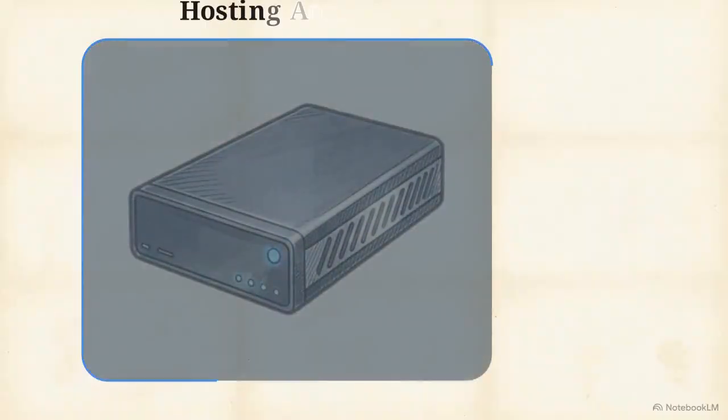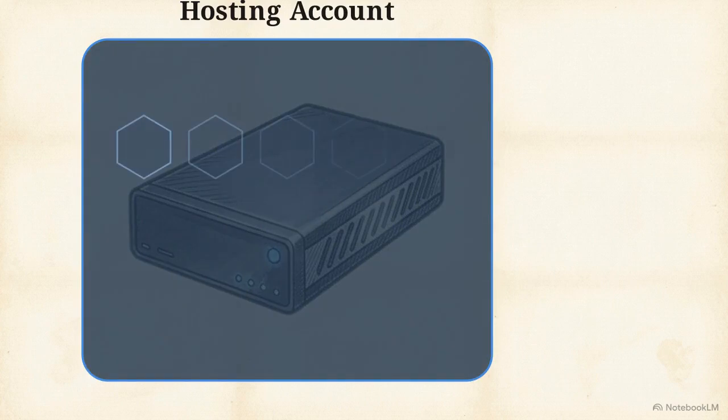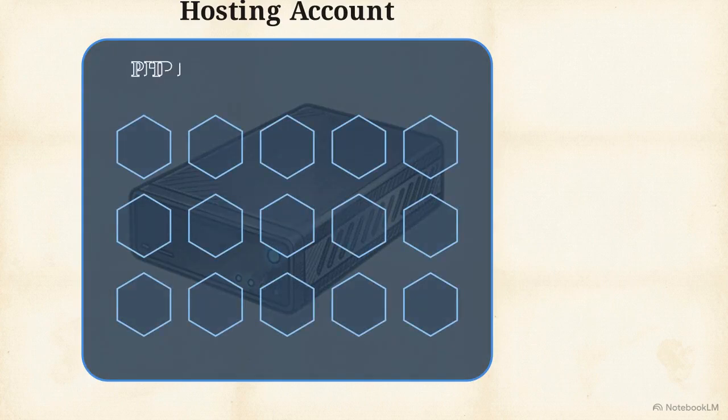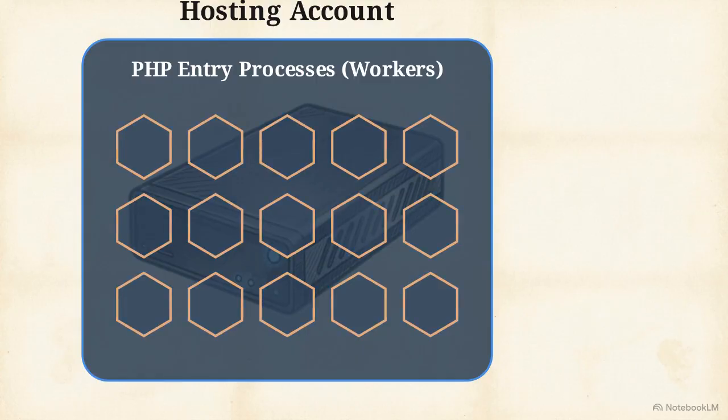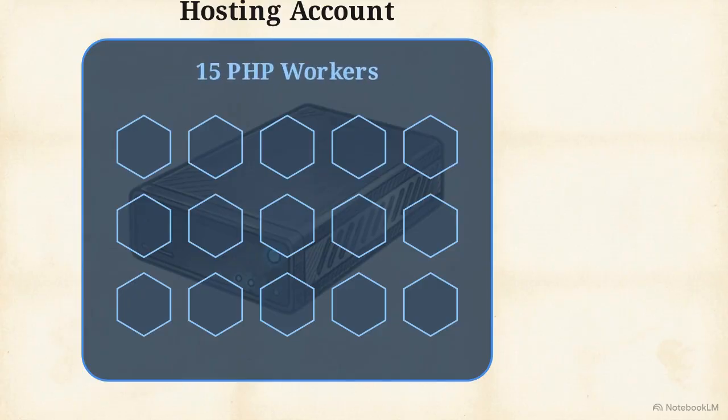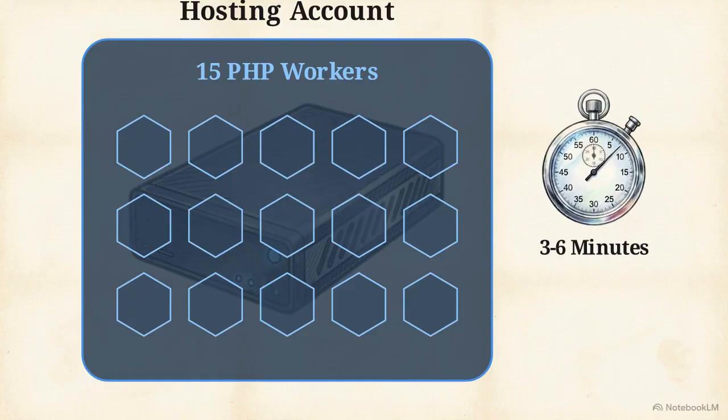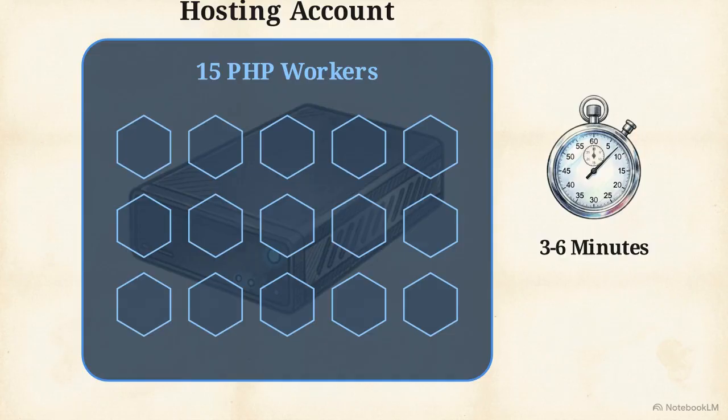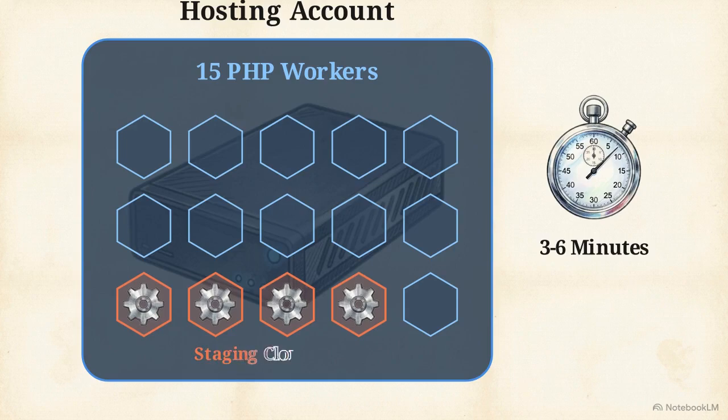To understand this competition, look at the schematic of an isolated hosting container. Those empty hexagonal slots are PHP entry processes, commonly known as PHP workers. They represent the strict number of concurrent requests your hosting account is allowed to process simultaneously. Standard, mid-tier shared hosting plans typically provide around 15 of these dedicated workers. A typical staging clone takes 3 to 6 minutes to complete. During that entire window, the plugin will continuously occupy 2 to 4 of those PHP workers just to handle the file and database duplication. That leaves 11 to 13 workers open.